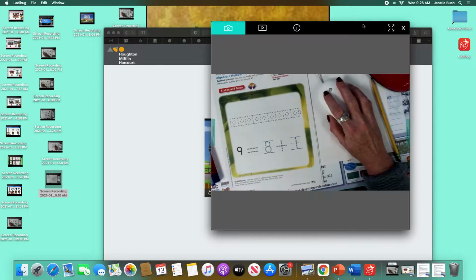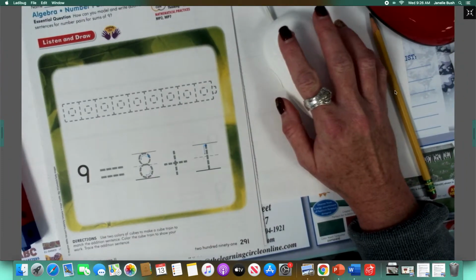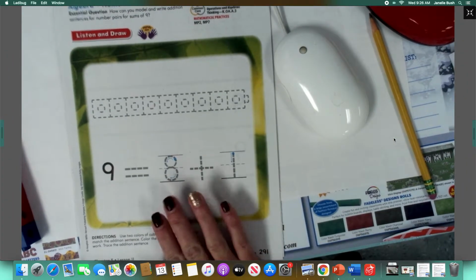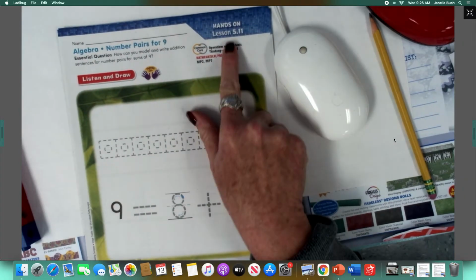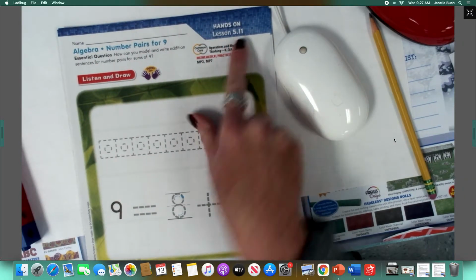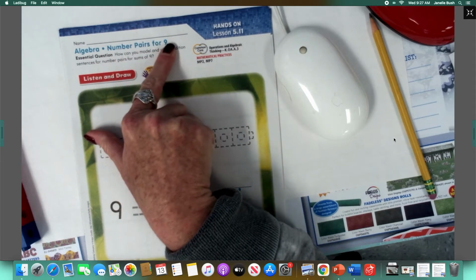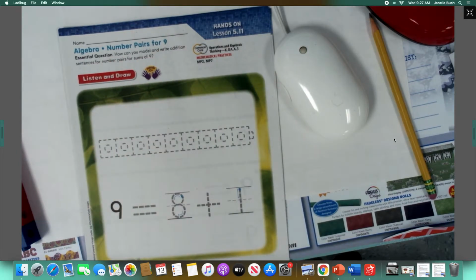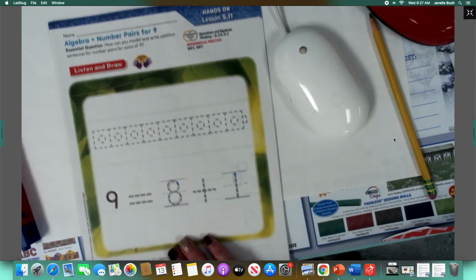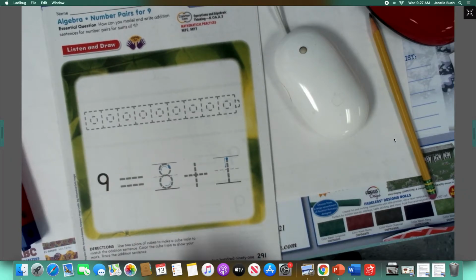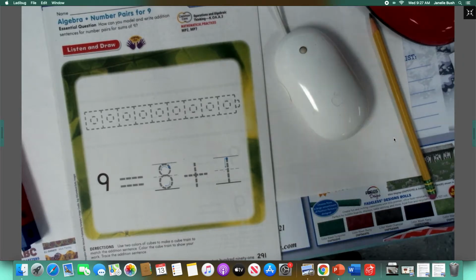All right, everyone. So now we're going to start our worksheet. You're going to need worksheet 5.11, number pairs for 9. Our essential question for this sheet is, how can you model and write addition sentences for number pairs of 9?